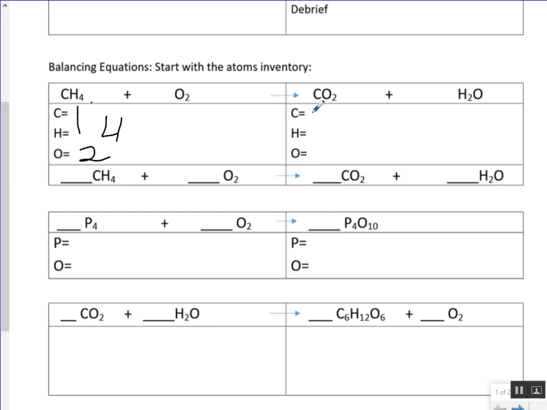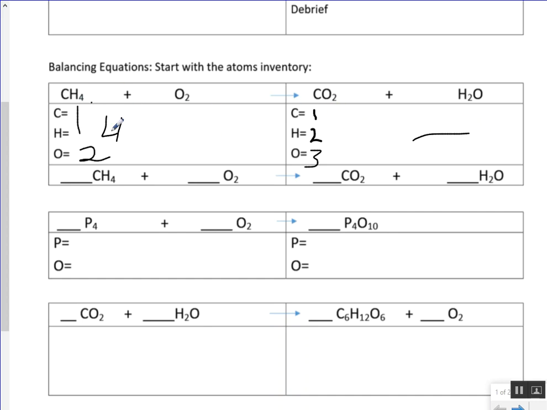Okay, so how many C's are over here? I also just have one C. And how many H's? Well, I've got two H's. And how many O's? I've got this and this, so I've got one here plus two more there. That tells me I have three O's. Okay. So what I need to do then is balance this equation so that what I have on the left matches what I have on the right, which it doesn't.